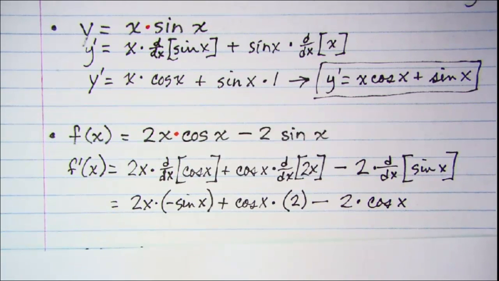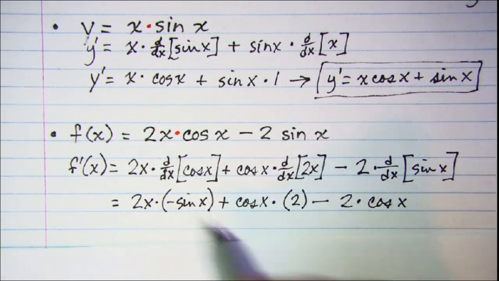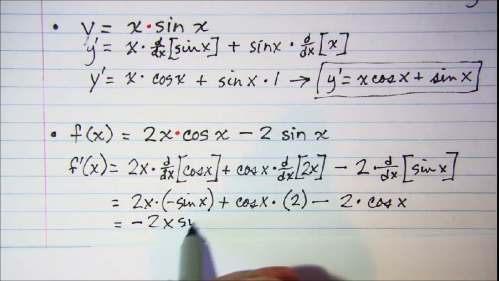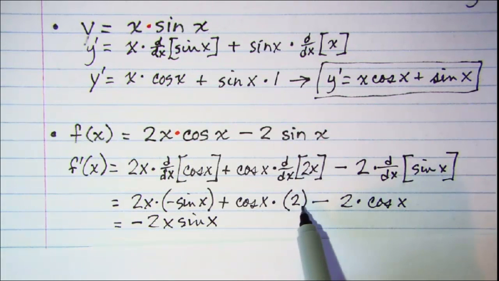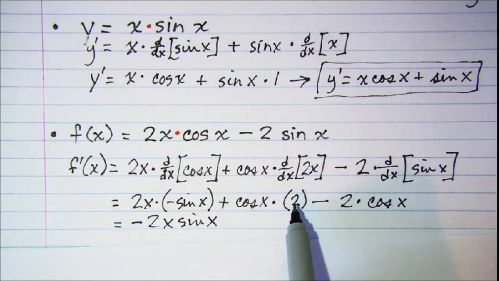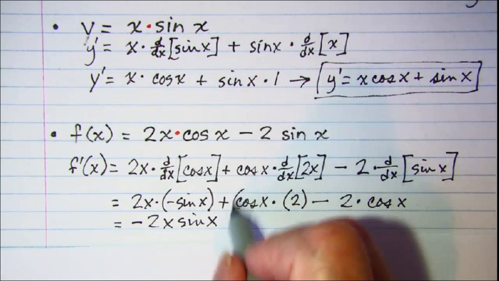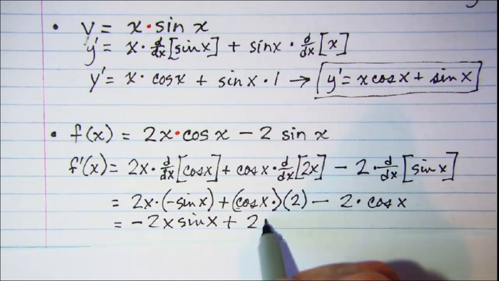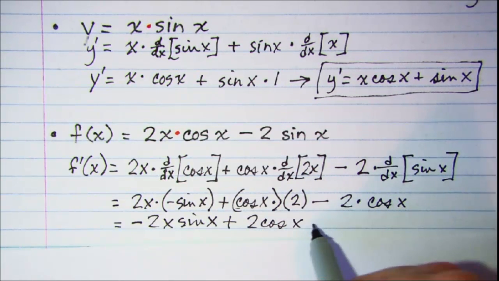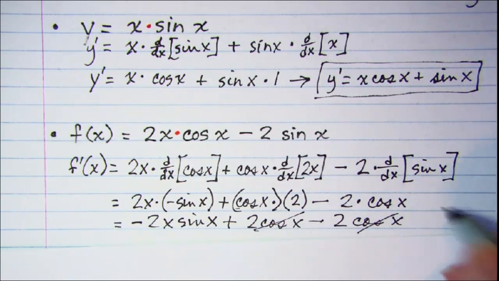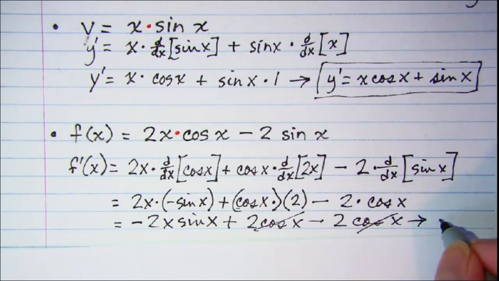Now we're going to simplify this a little bit. We have negative 2x sine x. Now be very careful, this 2 is not multiplied by the argument of our cosine. It's actually multiplied by the whole cosine factor. So this is the same then as 2 cosine x, and then minus 2 cosine x. These cancel. So our derivative is a negative 2x sine x.